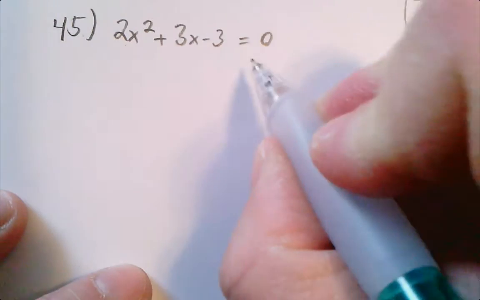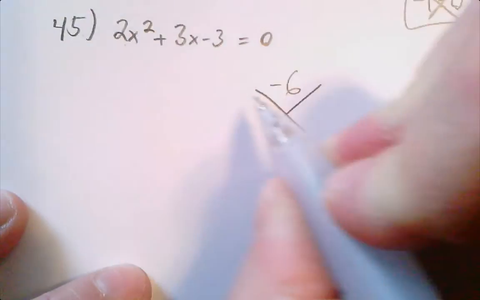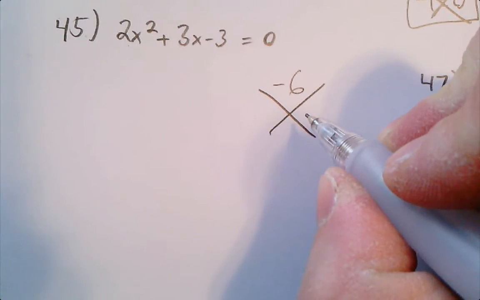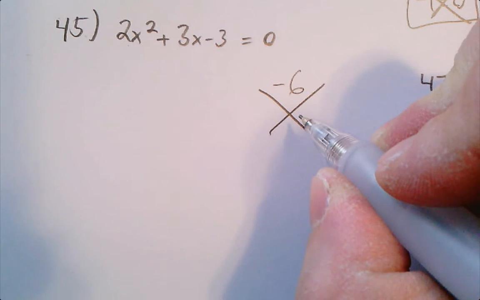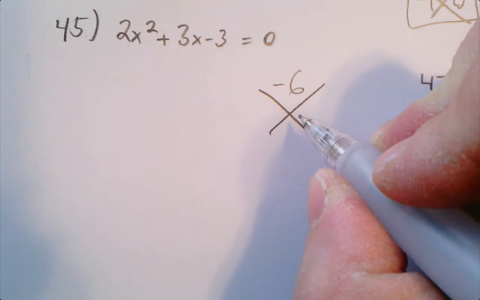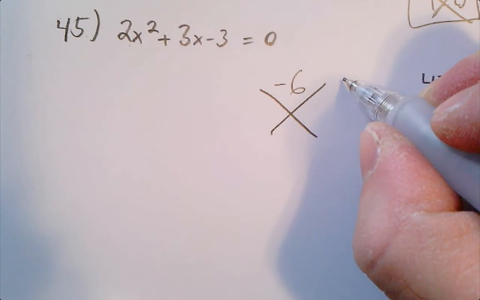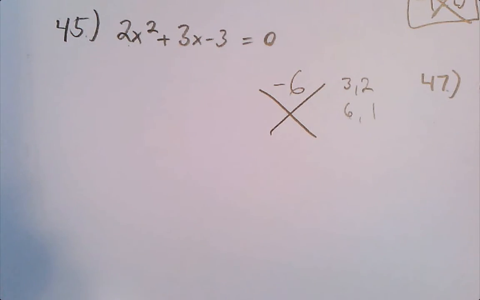So it's 2 times -3 is -6, and I want it to add up to 3. So let's see, what am I thinking here? 3 times 2 is 6. That's not, well, what are the factors of 6? We have 3 and 2, 6 and 1. This is not working out the way I wanted it to.